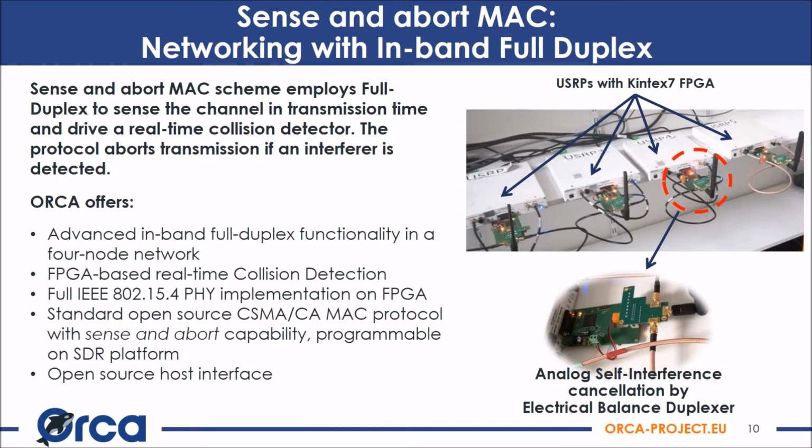In our setup, we have 4 full duplex nodes with the IEEE 802.15.4 physical layer and standard CSMA/CA MAC protocol fully implemented on the FPGA. The MAC is open source, which comes with the sense and abort capability. Through this functionality, the transmitter listens to the channel and aborts transmission once a collision is detected, hence saves energy and improves the overall network throughput.